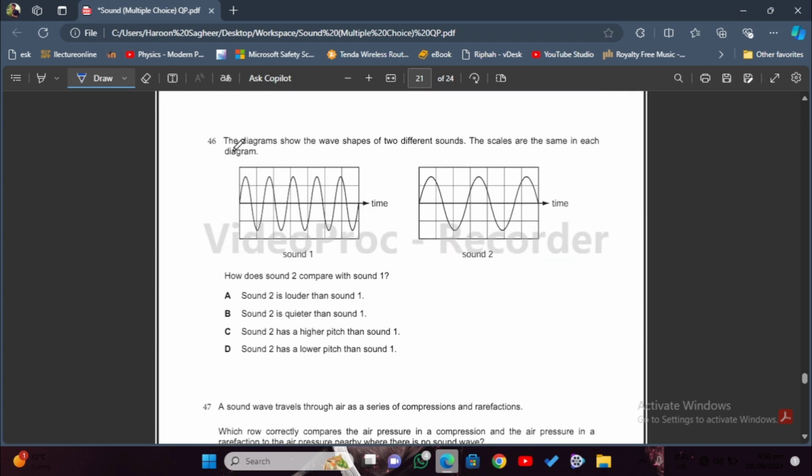Okay, let's see this. The diagram shows the wave shapes of 2 different sounds. The scale is the same in each diagram. So here we can see the amplitude is the same for both because of the same scale, but the frequency is different, or you can say the pitch is different. So what can we say about these 2 waves? Sound 2 is louder than sound 1. Incorrect. Sound 2 is quieter than sound 1. Incorrect. Sound 2 has a higher pitch than sound 1. Incorrect. Sound 2 has a lower pitch than sound 1. That is correct. So option D is correct.